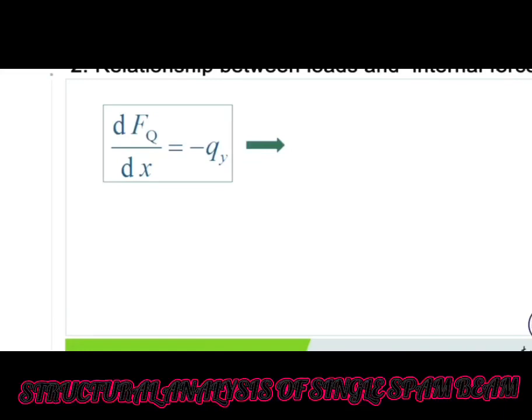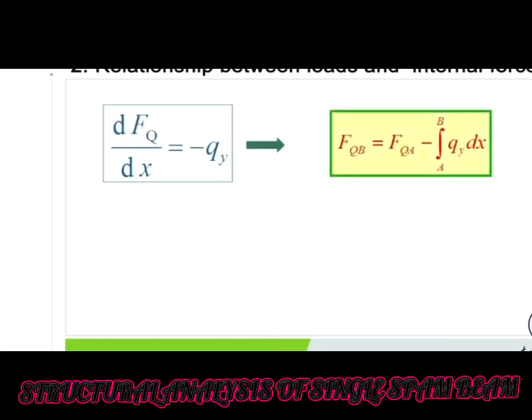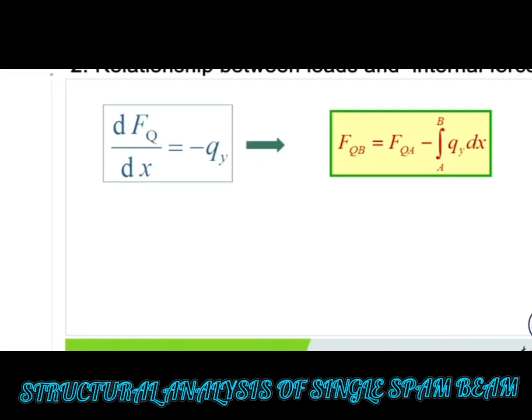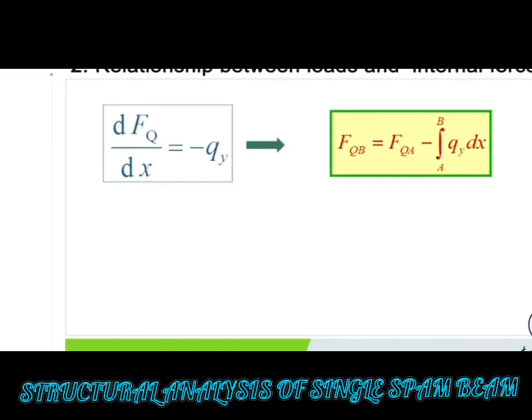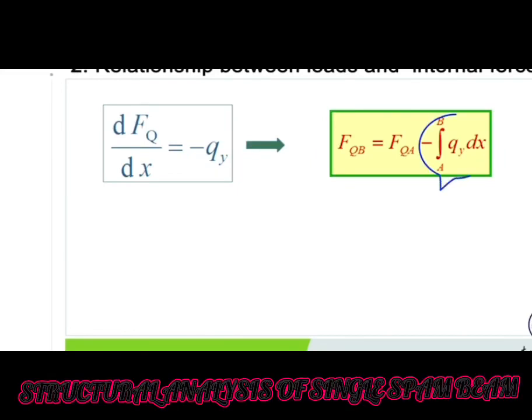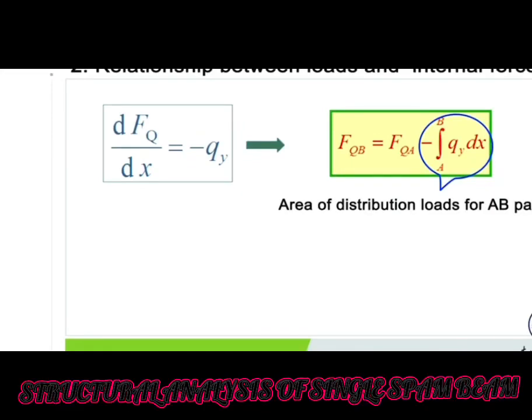Just now we reviewed the differential relationship equations. If we integrate both sides of the equation from section A to B, then we can establish that F_QB is equal to F_QA minus the integral from A to B of q(x) dx. Here, this integral represents the area of the distributed loads for part AB.